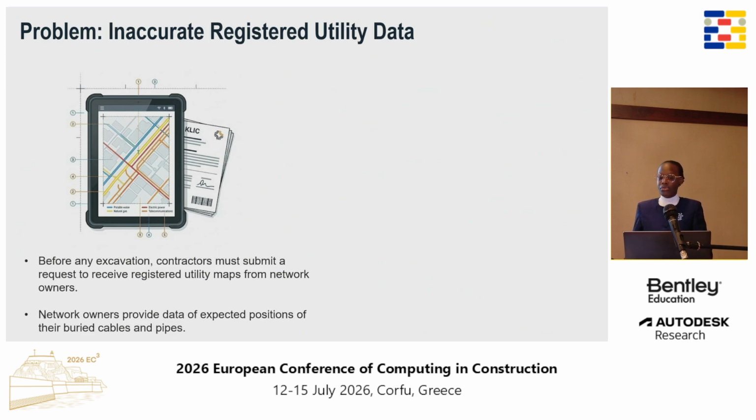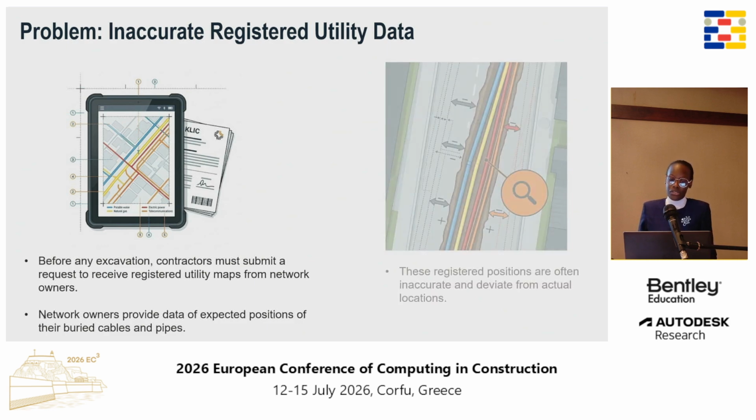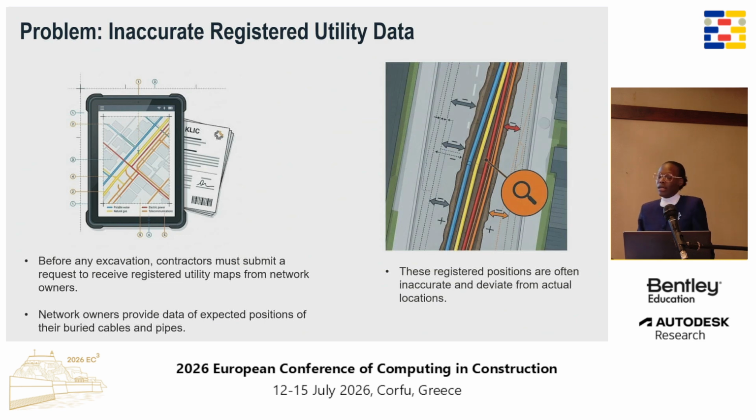In the Netherlands, before excavation can take place, contractors are legally required to submit a request through a system, and then they receive registered utility maps from network owners. The network owners provide data with expected positions, but sometimes these are not the actual positions on the ground. So this causes deviations. These deviations cause accidents and damages to take place.